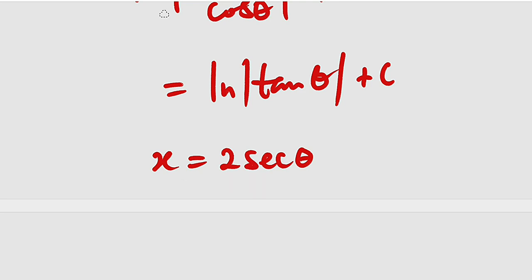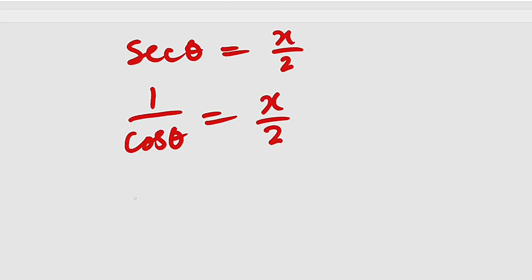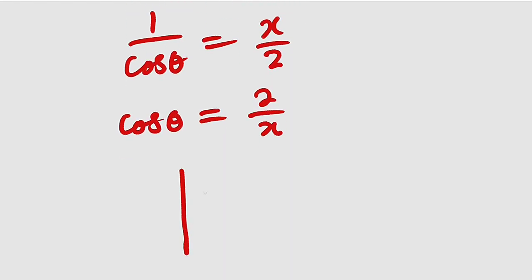Can we make secant theta the subject? Yes. Secant theta is nothing but x divided by 2 if you divide both sides by 2. I remember that secant is just the reciprocal of cosine. So we have 1 over cos theta equals x divided by 2. And cosine theta, if you take reciprocal of both sides, you have 2 over x. So now let us form a right angle triangle here. So this is our theta.